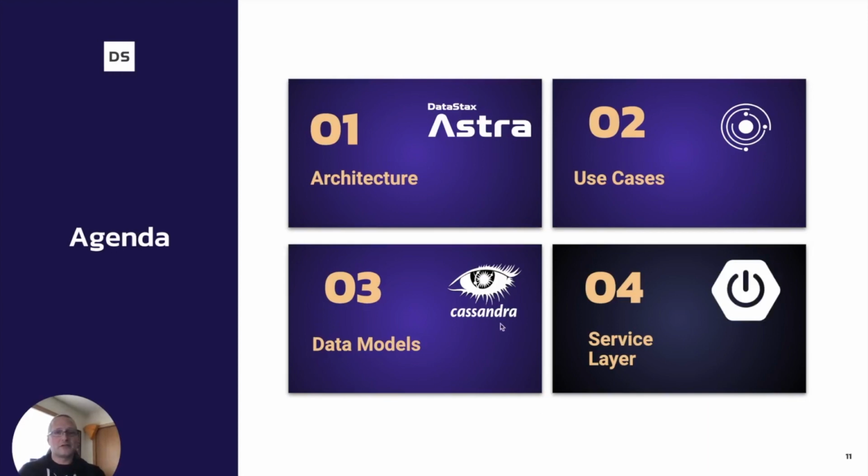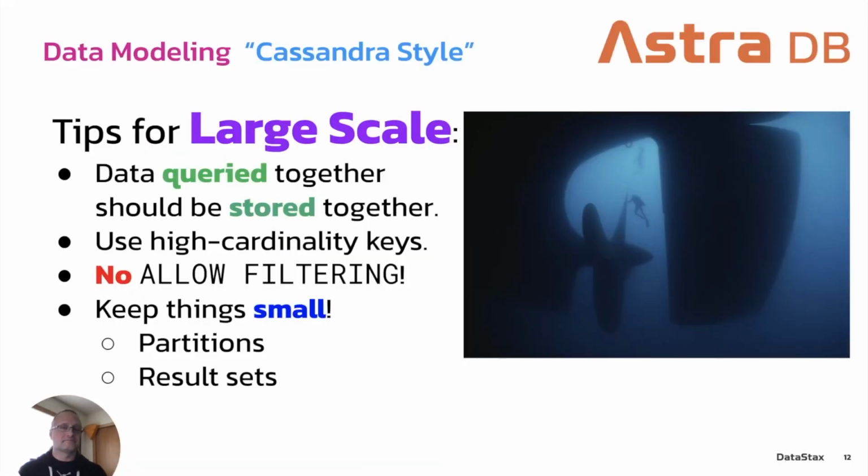So now let's take a quick look at our data models. Before we get too far into that, let me just say that we could dedicate an entire session on Cassandra data modeling if we really wanted to. Trying to keep this as short as I can, I have this slide here for some quick tips on building out large-scale Cassandra data models. First of all, think about the queries that you want to support, and think about the data that you're going to pull back in one query. Data that's queried together should be stored together.